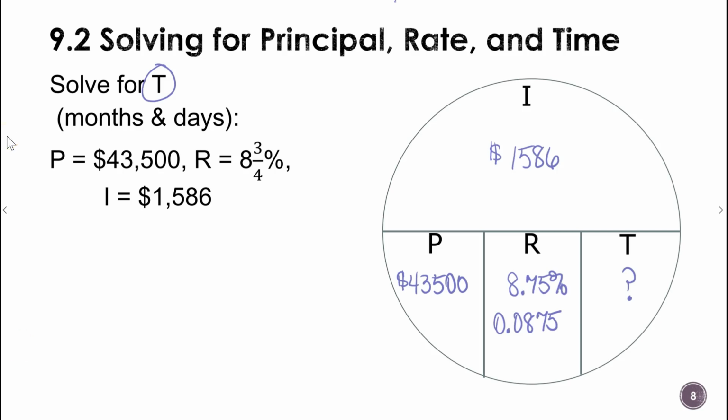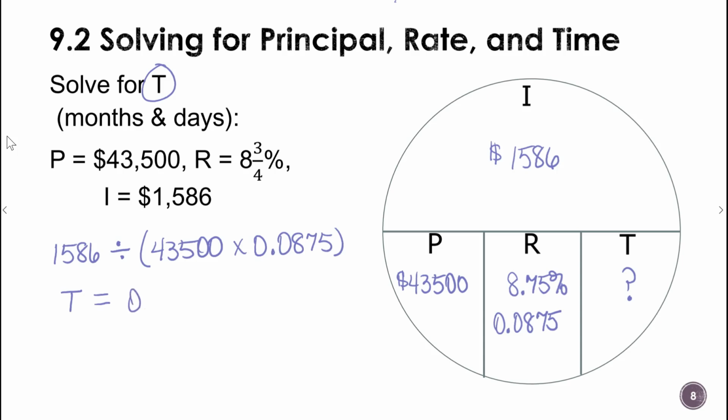So let's set this up. We know the interest, so 1586 divided by, parenthesis, we've got to use that parenthesis, 43,500 times 0.0875, and that's going to give us time. So my time is this big long decimal number. I'm going to write it out, 0.4166830287. You might be thinking, what in the world is this number?